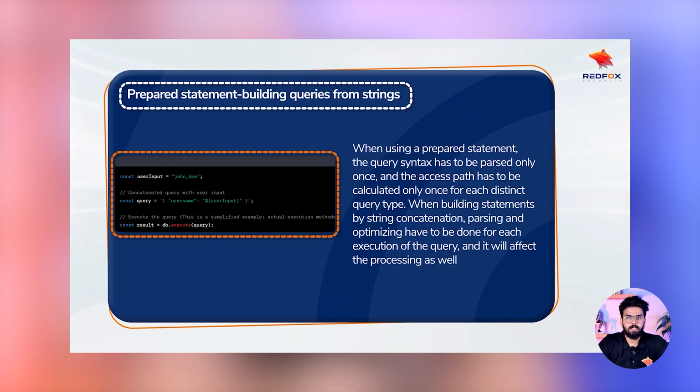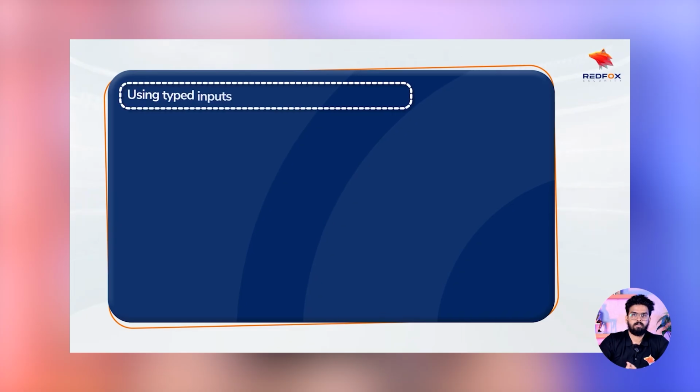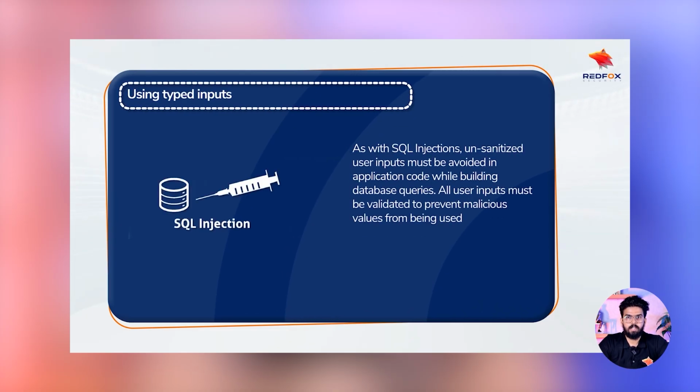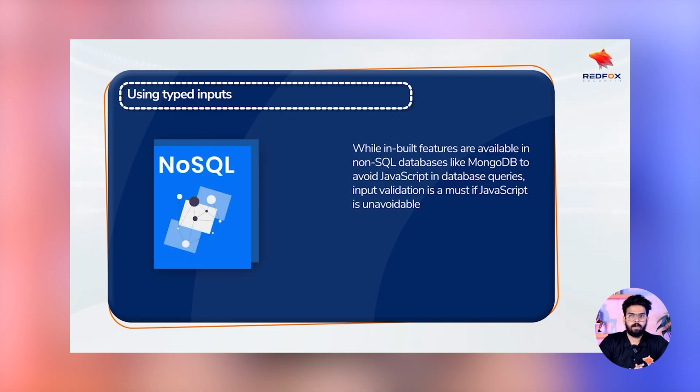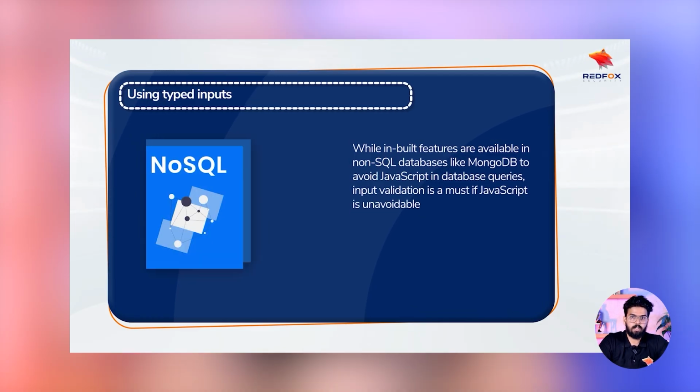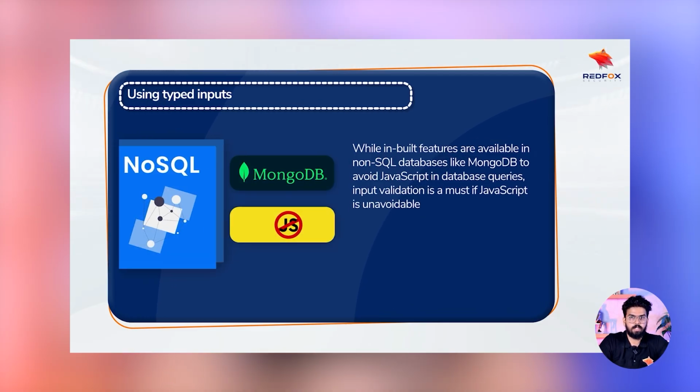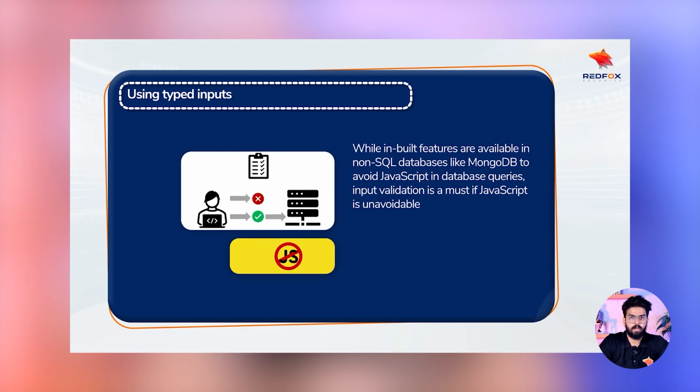When building statements by string concatenation, parsing and optimizing have to be done for each execution of the query and will affect the processing as well. Using typed inputs. As with SQL injection, unsanitized user inputs must be avoided in application code while building database queries. All user inputs must be validated to prevent malicious values from being used. While built-in features are available in NoSQL databases like MongoDB to avoid JavaScript in database queries, input validation is a must if JavaScript is unavoidable.